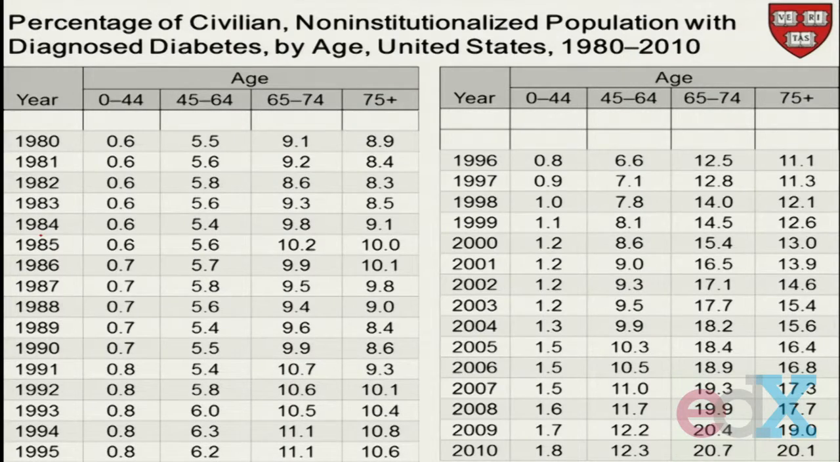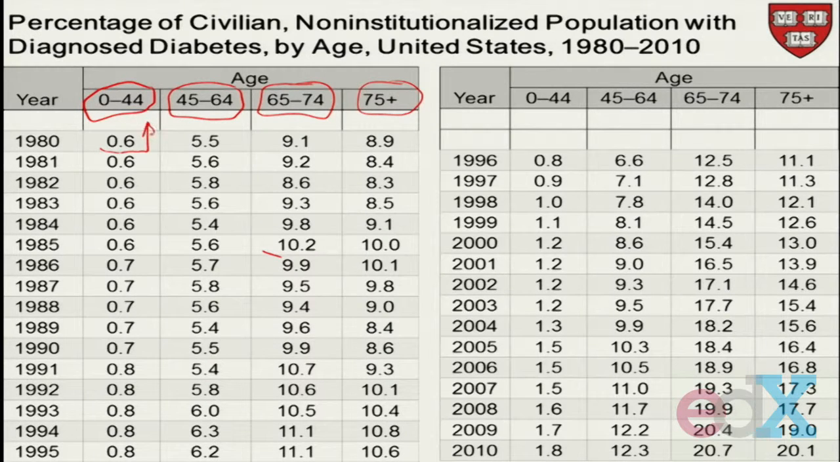Now, another plot is the line plot. So for example, here is what happened to the percentage of the US population between 1980 and 2010, broken up into 4 age groups. The first age group is the 0 to 44, then the 45 to 64, then this third age group, and the last age group is more than 75. So it's broken up in this way, and then for every year, what percent in every age group, for example, in the 0 to 44, were diagnosed with diabetes?